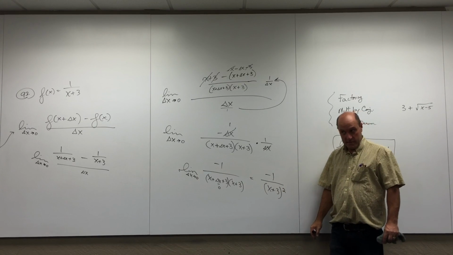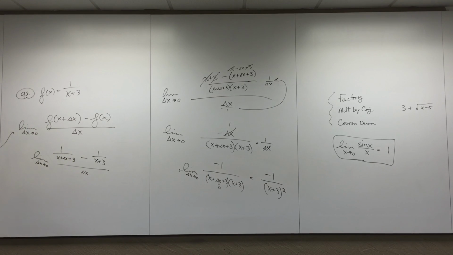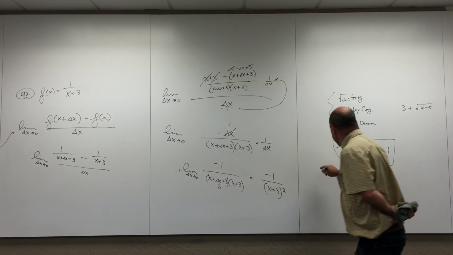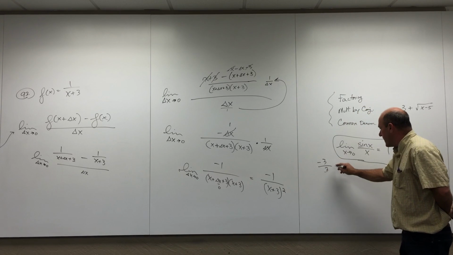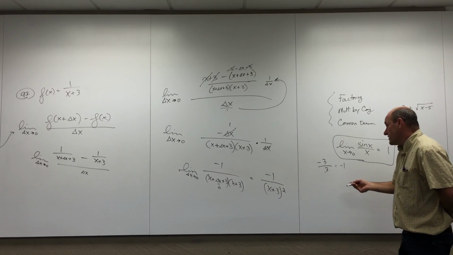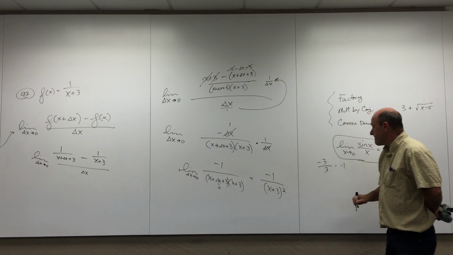One more question on that. Sure. When you canceled out the delta x's, why does it turn out a -1? Because you canceled out the negative delta x and delta x. Would it be positive? Well, I don't know. Listen, it's kind of like this. If I just had -3 over 3, they cancel and they leave me with -1. You're canceling the delta x's, not the negative sign.